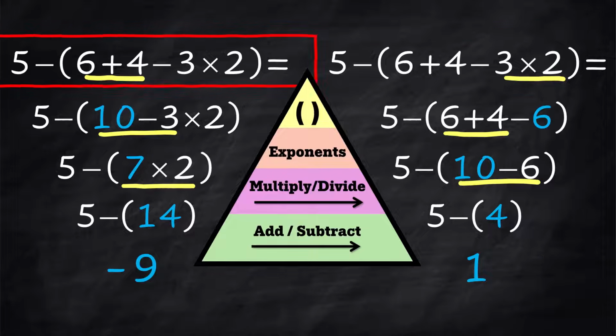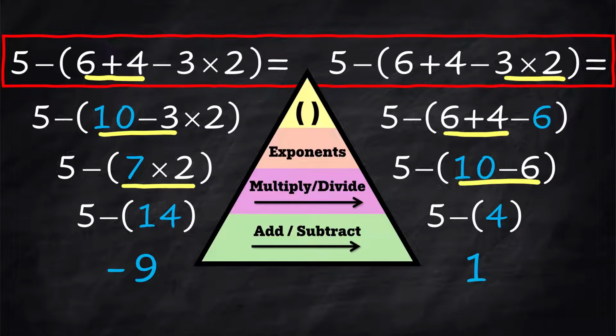Whoever followed the order of operations is going to have the correct answer. So let's look at the first line. This person started by adding 6 plus 4. They went to the parentheses first, which is great, but they did 6 plus 4. They added, whereas this person started with multiplication.